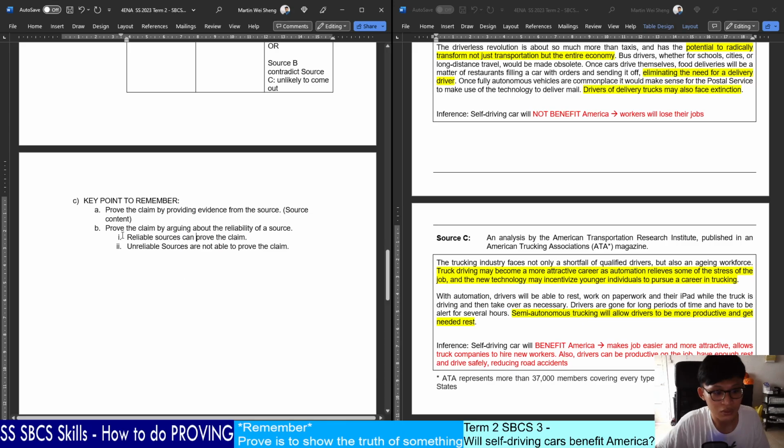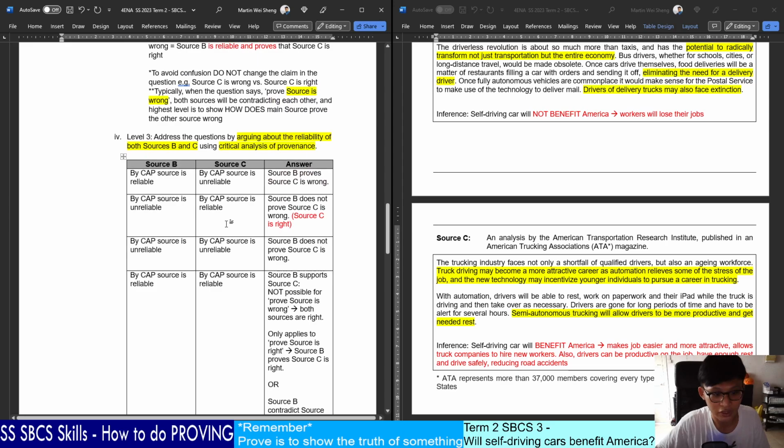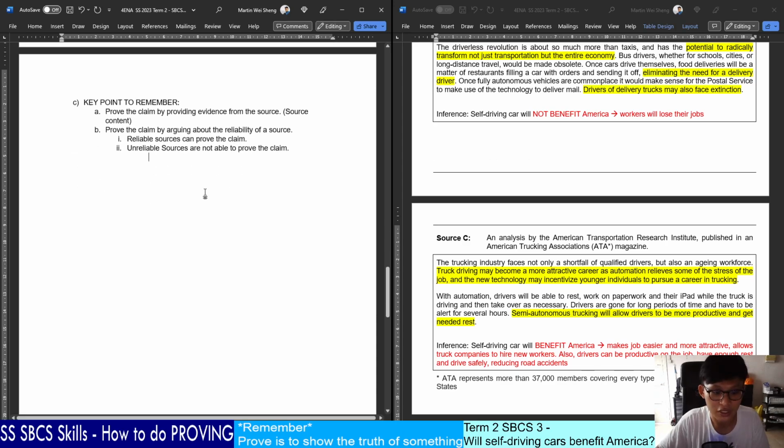The rule that you need to remember is that reliable sources can prove the claim, and unreliable sources are not able to prove the claim. So regardless of whatever I said over here, if at the end of the day a weird scenario came out, remember this rule: reliable sources can prove the claim, unreliable sources cannot prove the claim. Then you stick to it, you would be fine. So this is the key point to remember.